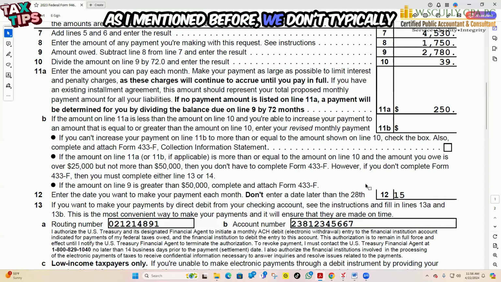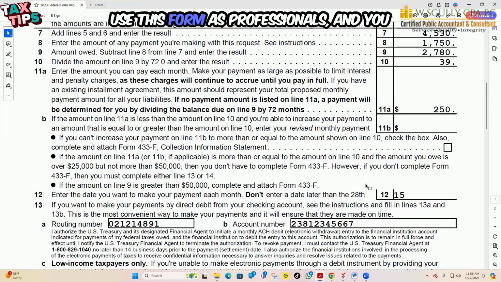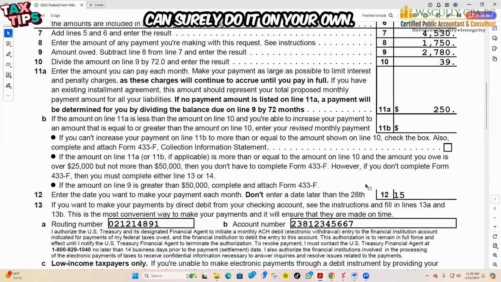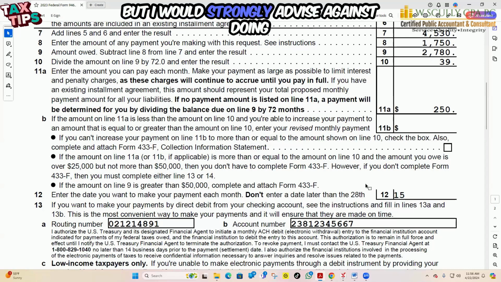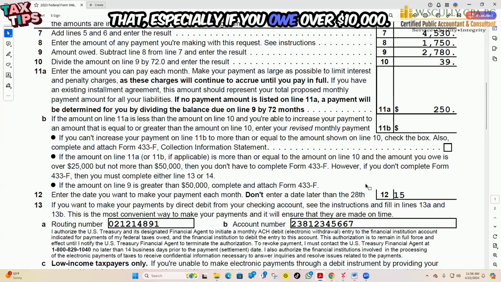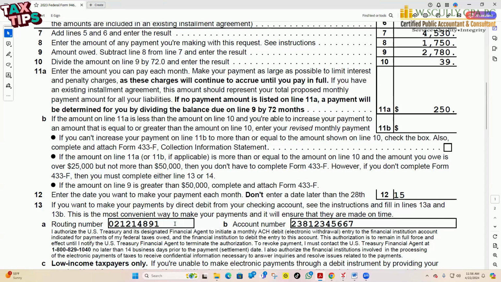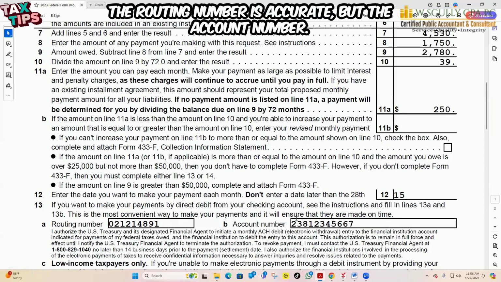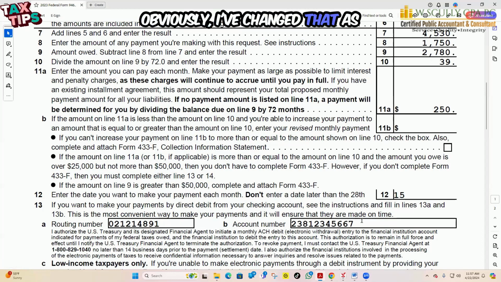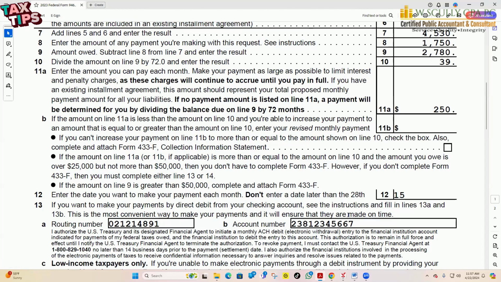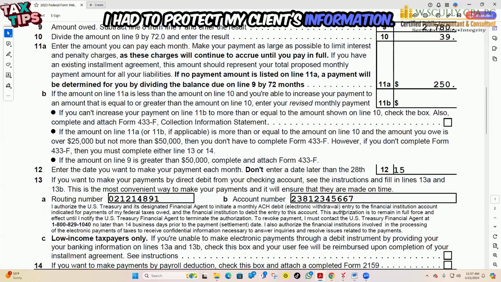As I mentioned before, we don't typically use this form as professionals, and you can surely do it on your own, but I would strongly advise against doing that, especially if you owe over $10,000. So he has to put in his routing number. The routing number is accurate, but the account number, obviously I've changed that as well to protect the innocent. I have to protect my client's information.